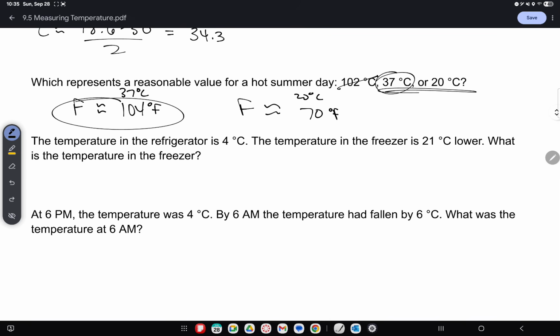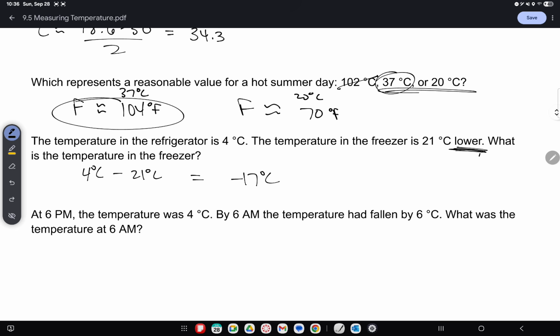All right, now we'll just do some exact ones here. The temperature in a refrigerator is 4 degrees Celsius. The temperature in a freezer is 21 degrees Celsius lower. What's the temperature of the freezer? So 4 degrees Celsius minus 21 degrees Celsius is going to give me negative 17 degrees Celsius, which should make sense. In Celsius, the freezing point is 0. So having a negative temperature would mean it's below freezing, and it's a freezer, so it's what we want.